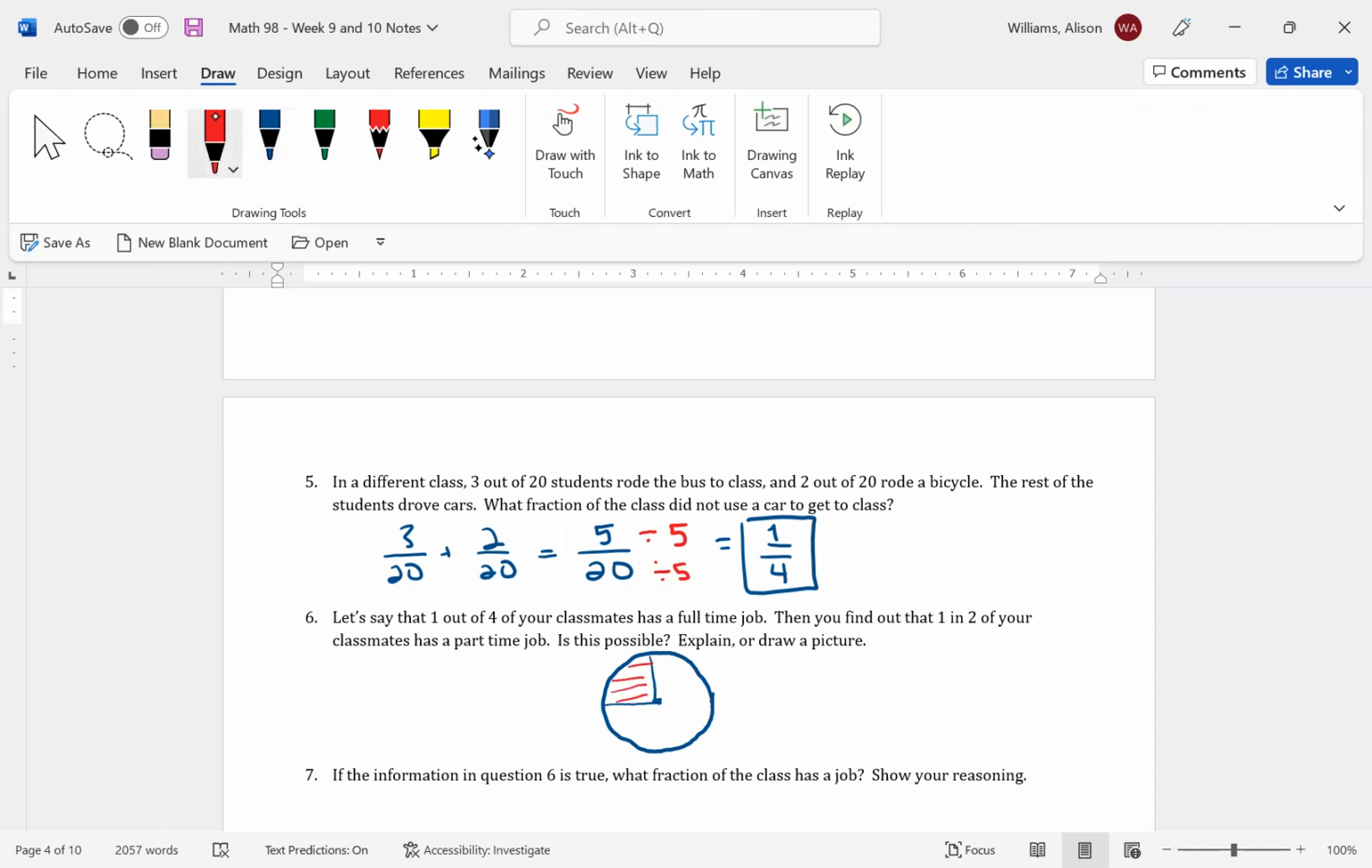All right. Then you find out that 1 in 2 has a part-time job. Well, that's another way of saying a fraction. This time, they're saying 1/2. So 1/4 is full-time and 1/2 is part-time. And yes, visually, I can fit half of the class to be part-time. This would be the part-time group right there. So yes, it does make sense. It is possible.